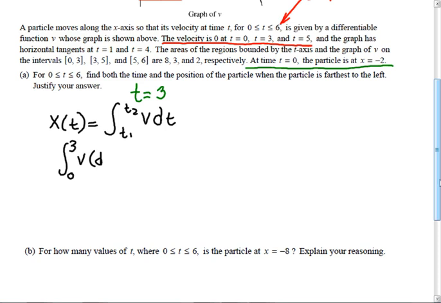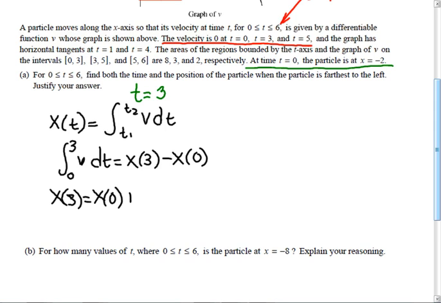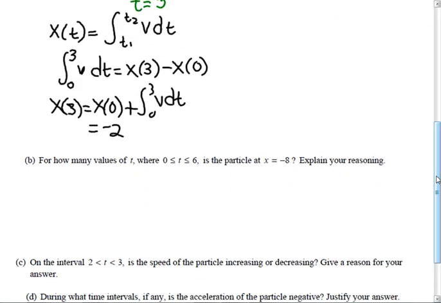Sorry, I don't want the parentheses there. v dt. And so that's going to equal my position at 3 minus my initial in the beginning. Remember, that's the change in your position. It's your total change. Total change theorem, fundamental theorem of calculus, same thing. If I solve for x of 3, it's equal to x of 0 plus the integral from 0 to 3 of v dt. So x of 0 is what? Negative 2? And then, what's the integral of the velocity from 0 to 3? It's negative 8. I could see very easily how you could put in a positive 8. So you're at negative 10.